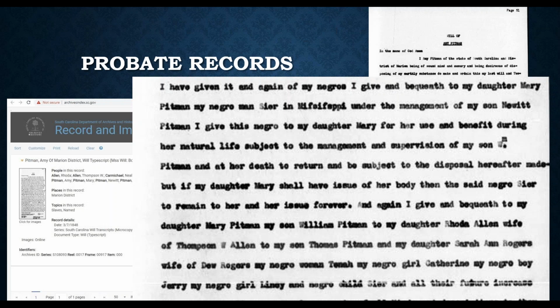And again I give and bequeath to my daughter Mary Pittman, my son William Pittman, to my daughter Rhoda Allen, wife of Thompson W. Allen, to my son Thomas Pittman, and my daughter Sarah Ann Rogers, wife of Dew Rogers, my Negro woman Tenna, my Negro girl Catherine, my Negro boy Jerry, my Negro girl Lenny, and Negro child Sear, and all their future increase, together with all my personal property of all kinds and descriptions.